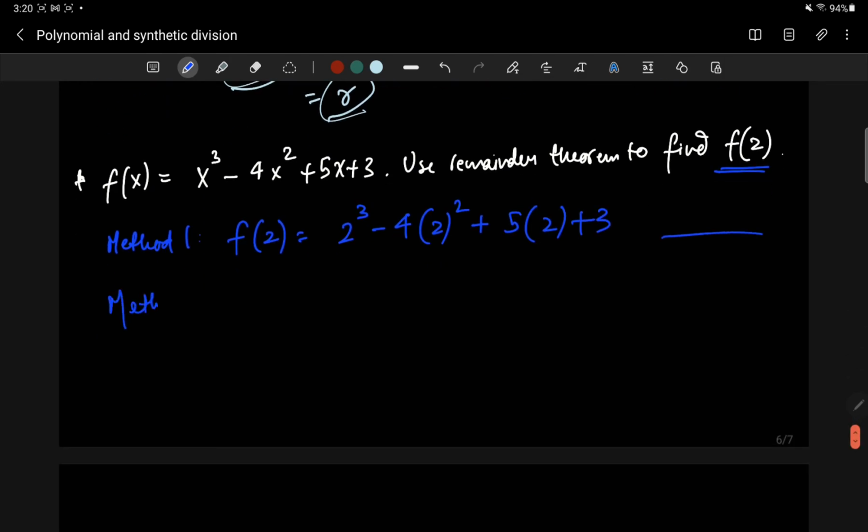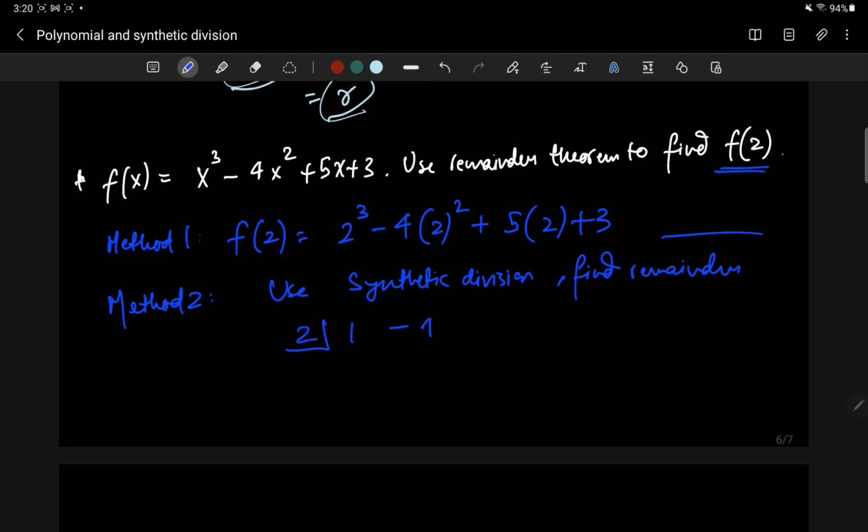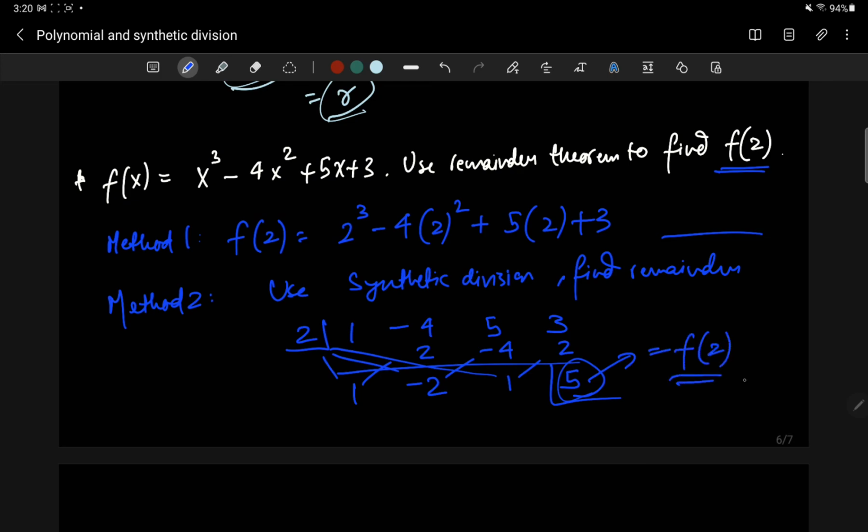But now we are learning this new method, which is to use synthetic division and find the remainder, which is a much faster approach, because that means you put a 2 here and you go 1, negative 4, 5, 3. 1, 1 times 2, 2, gives you negative 2. 2 times negative 2, negative 4, gives you 1. 2 times 1 gives you 2, which is 5. So this remainder is simply f of 2.